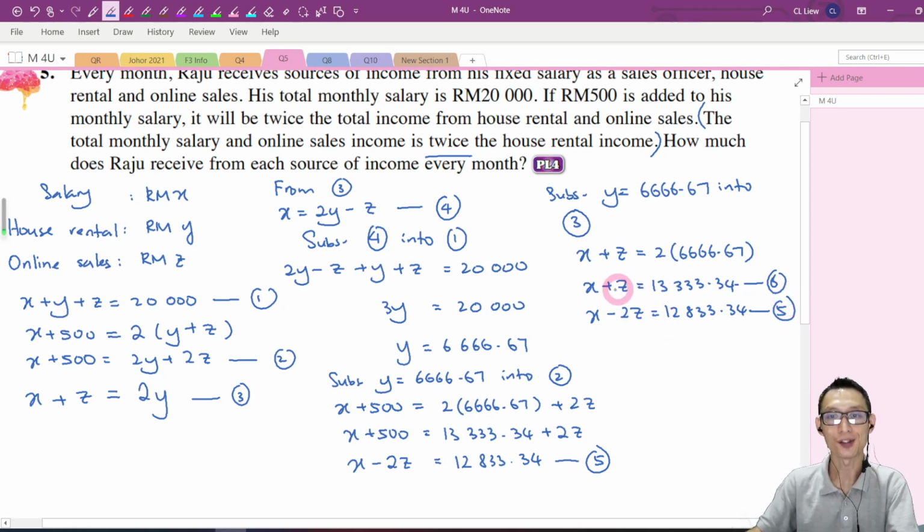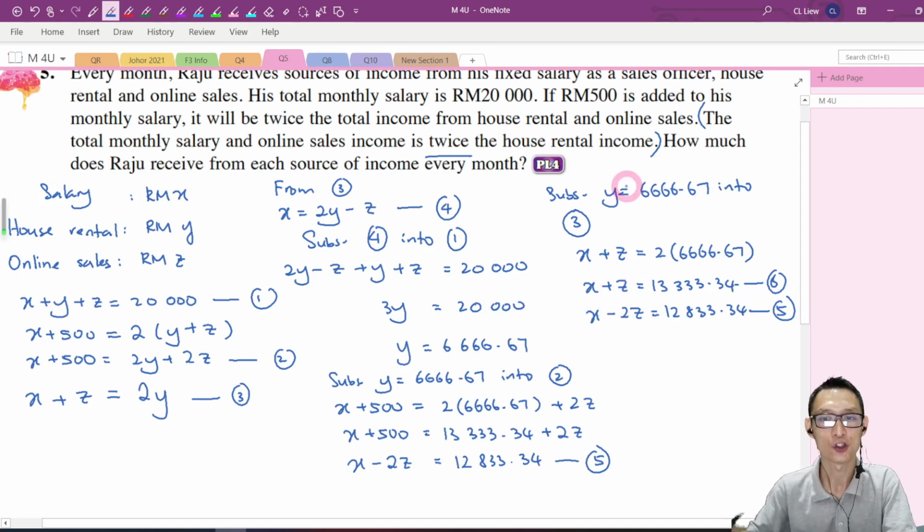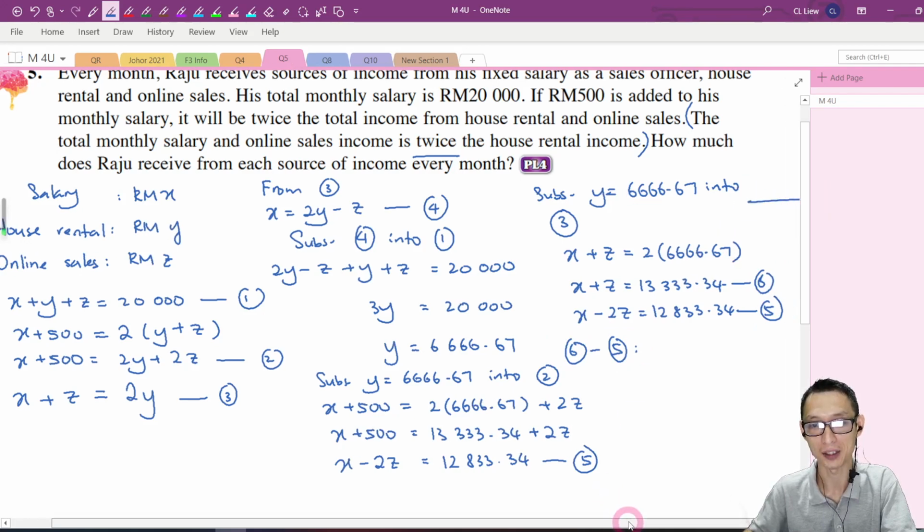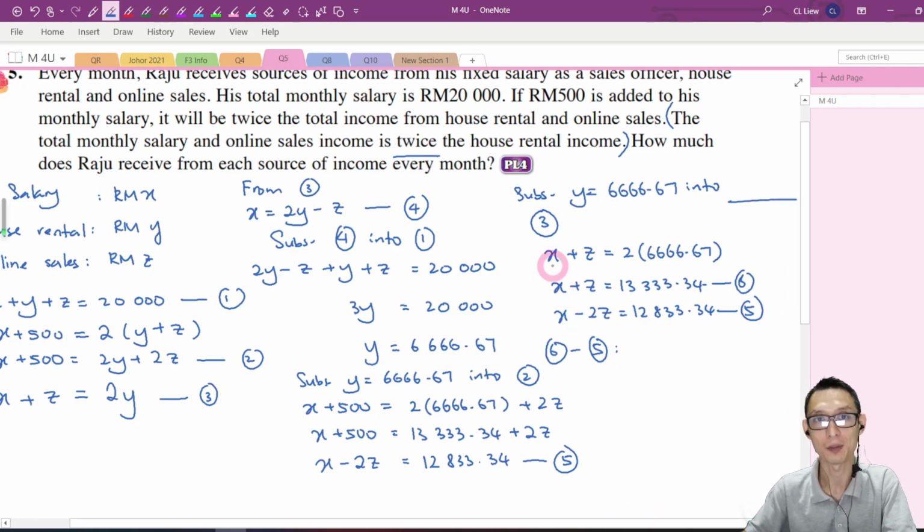You will notice that now here we have x, here we have x as well. So I can eliminate the x easily, right? So I just take the sixth equation minus the fifth equation. So what will happen here if I minus? So x minus x becomes 0x. So I have successfully eliminated the unknown x. So z minus negative 2z, be careful here, you will get 3z.